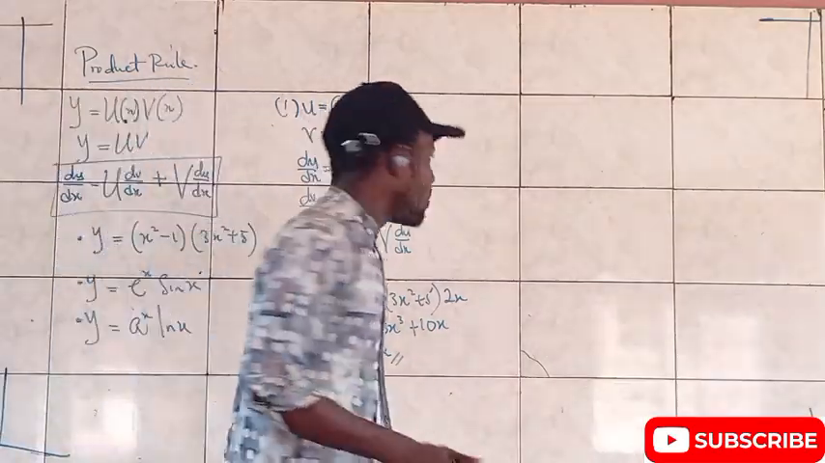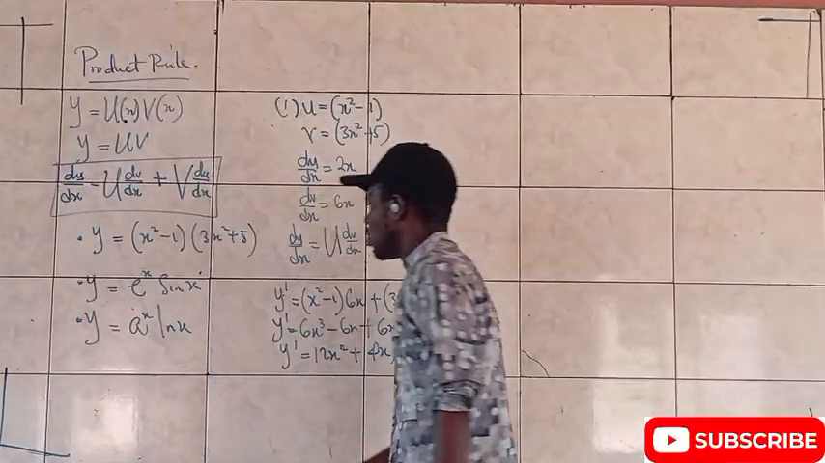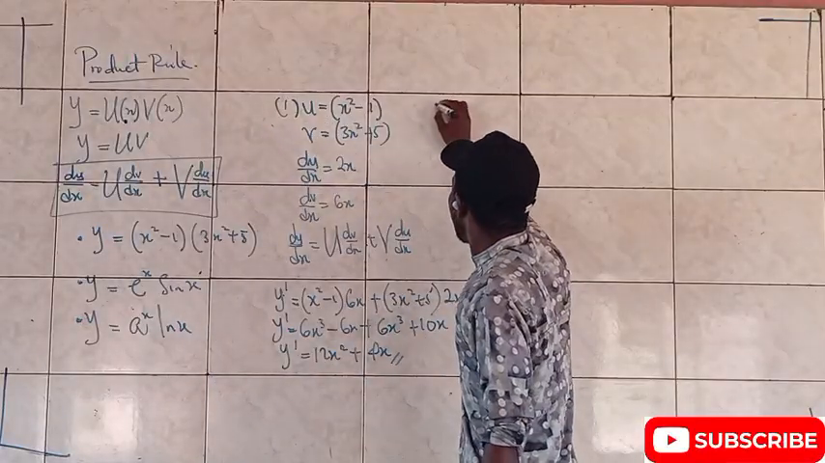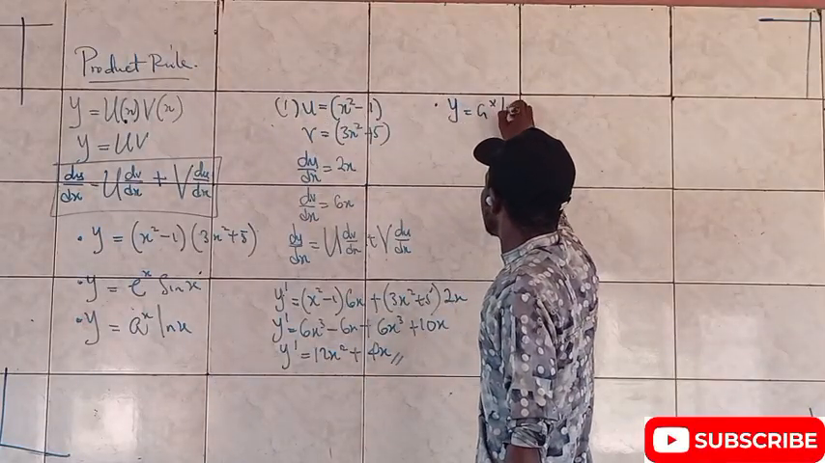Do you get this? Same thing with number 2. Or, I don't know, maybe I should do number 3. I have y equals a raised to power x times ln x.